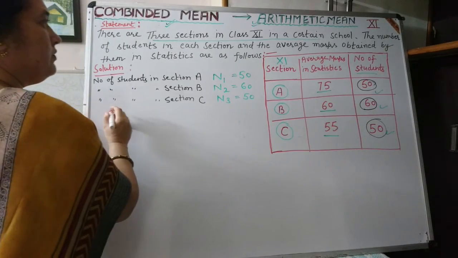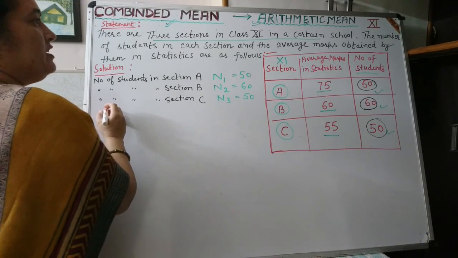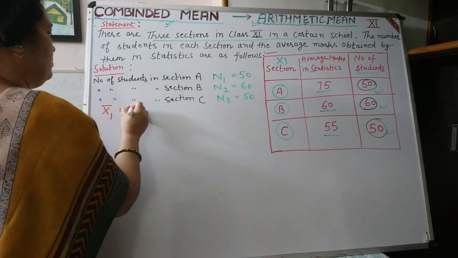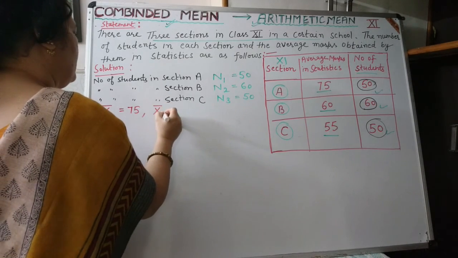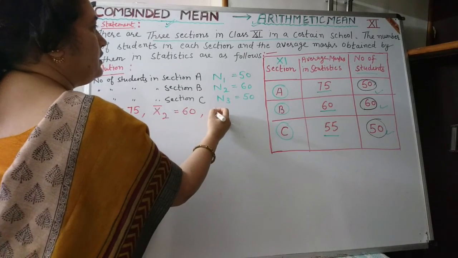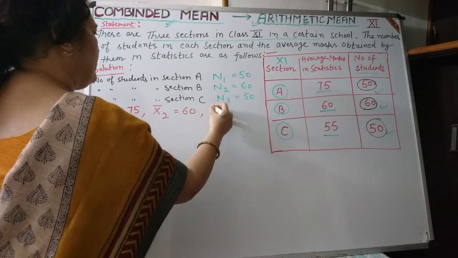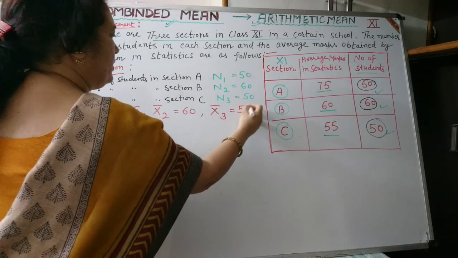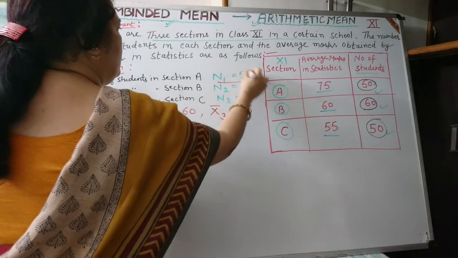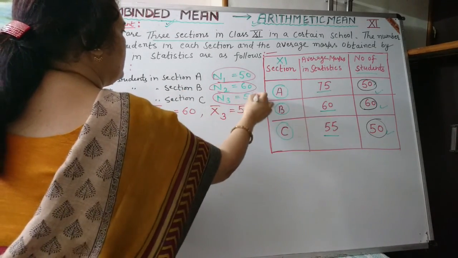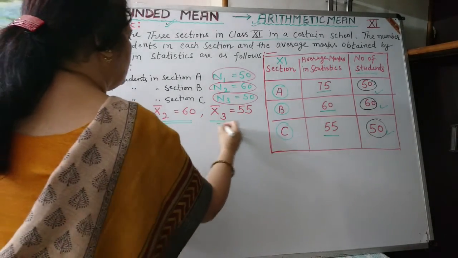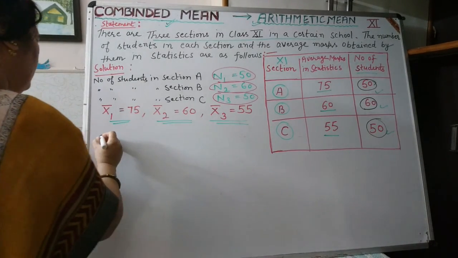Then average marks in statistics. It means x bar 1 is equal to 75. X bar 2 for section B is 60, and the average marks in statistics x bar 3 is equal to 55. So this is the statement. We are given N1, N2, N3, then x bar 1, x bar 2, x bar 3. So let us put the values in the formula.